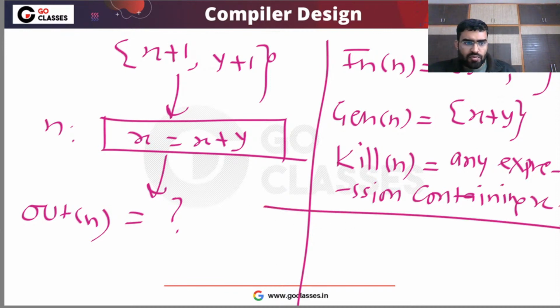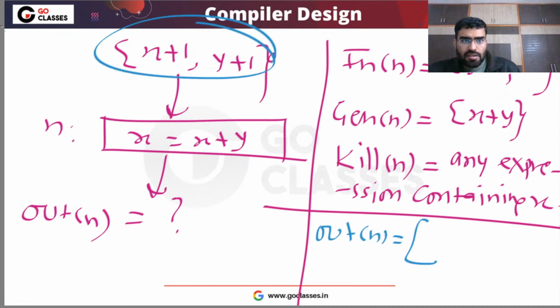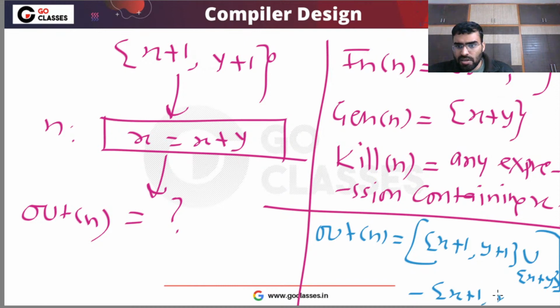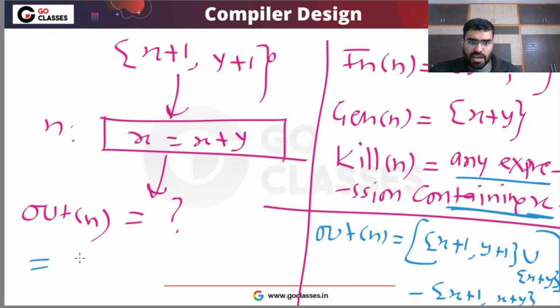Now very simple. Finally I can say out of n, that is, this is already available in, and this is generated. So finally I can say x plus 1, y plus 1, union with x plus y. First you have generated, now you kill it. You kill x plus 1 and you kill x plus y, because kill everything that contains x. So finally the answer will be y plus 1.